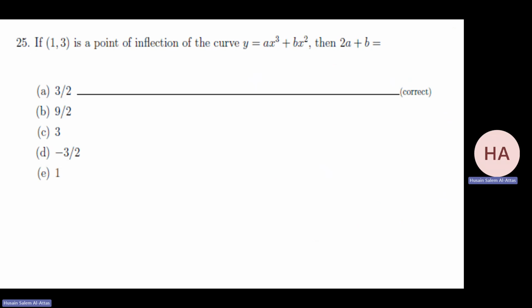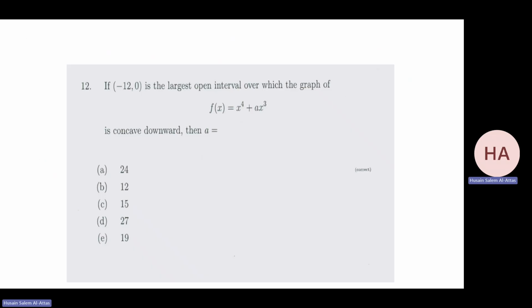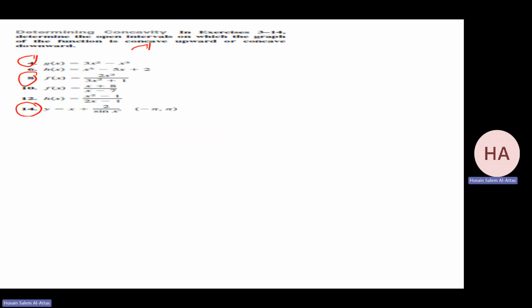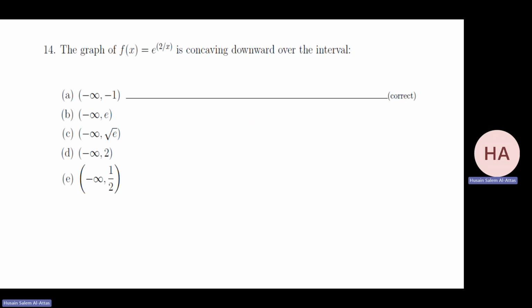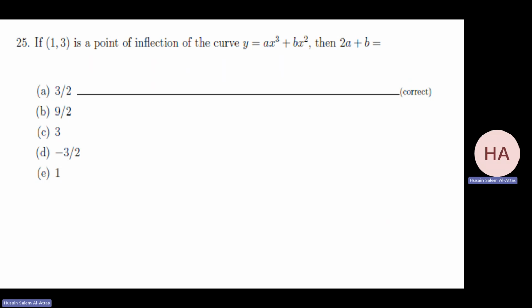Okay. Next: if (1, 3) is an inflection point for this function, that means what? Two things. This is a point on the curve, it means f of 1 equals 3.